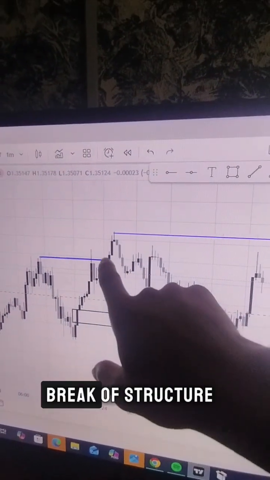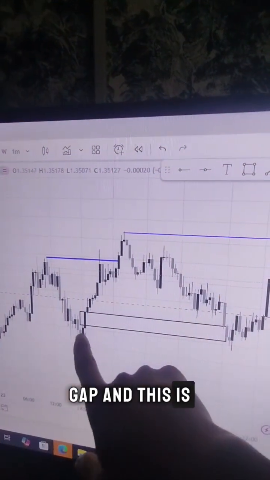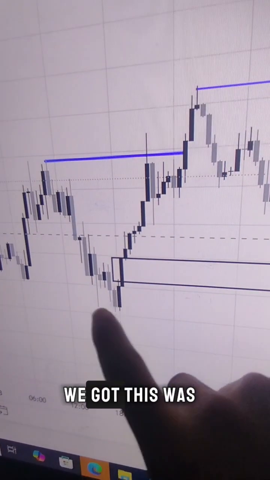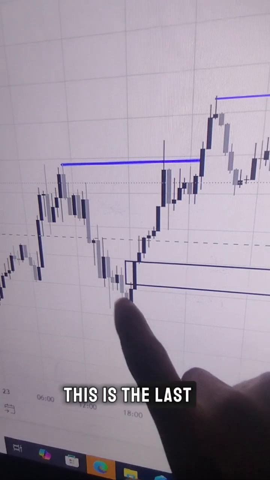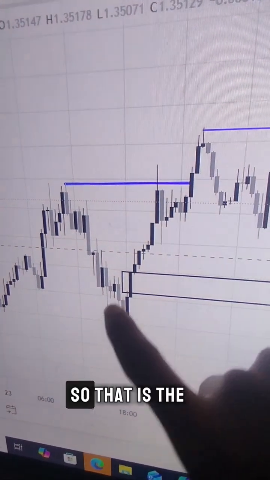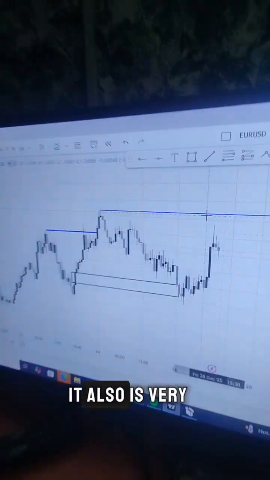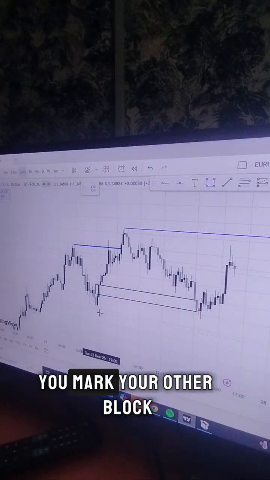Now after the break of structure, that was the gap before the break of structure. Once you get your break of structure, there will be a gap, and this is the last order block. This was the last sell that leads to that buy. So that is the last order block. You mark your order block. It's very, very important.